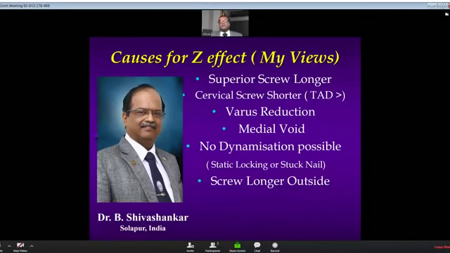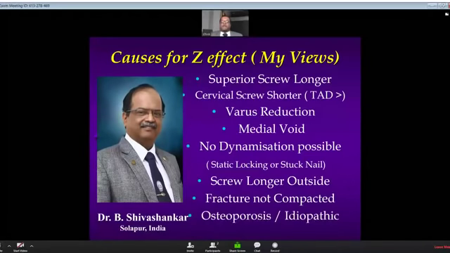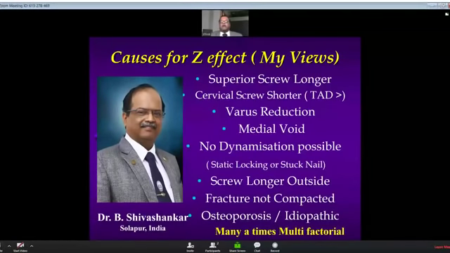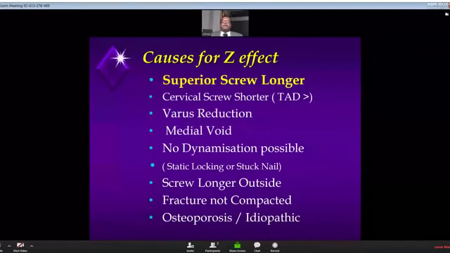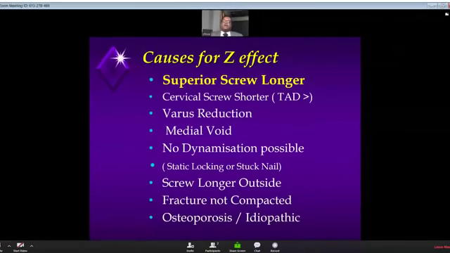The next cause is the screw being longer outside and the fracture not compacted or compressed on the table. The last one is osteoporosis or idiopathic, where you cannot give an explanation after seeing the X-rays. So these are some of the causes in my view, and many of them are multifactorial, meaning a varus reduction will be there, the screw will be longer outside, the fracture may not be compacted on the table, etc. Many a time it's multifactorial. Let me take each one after the other.